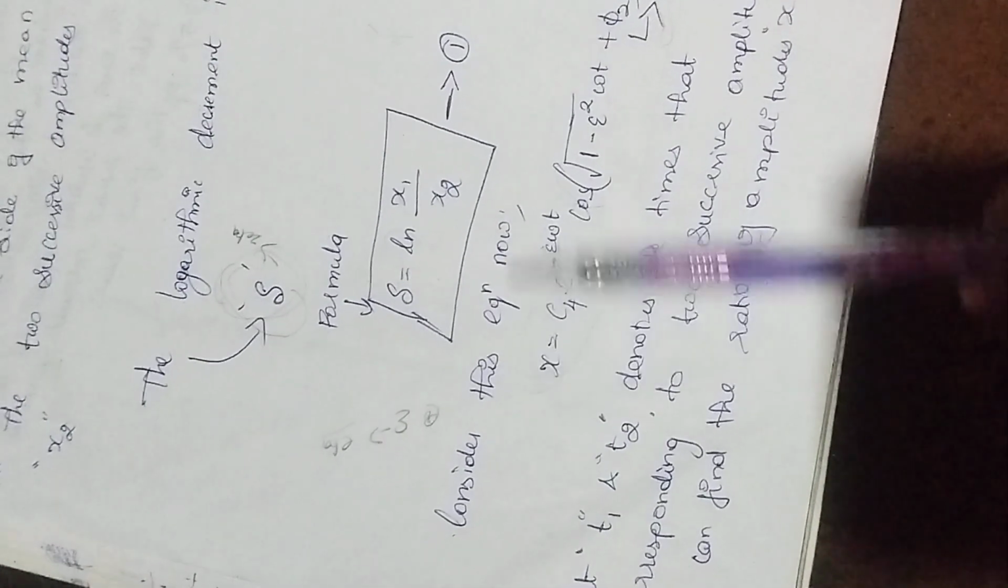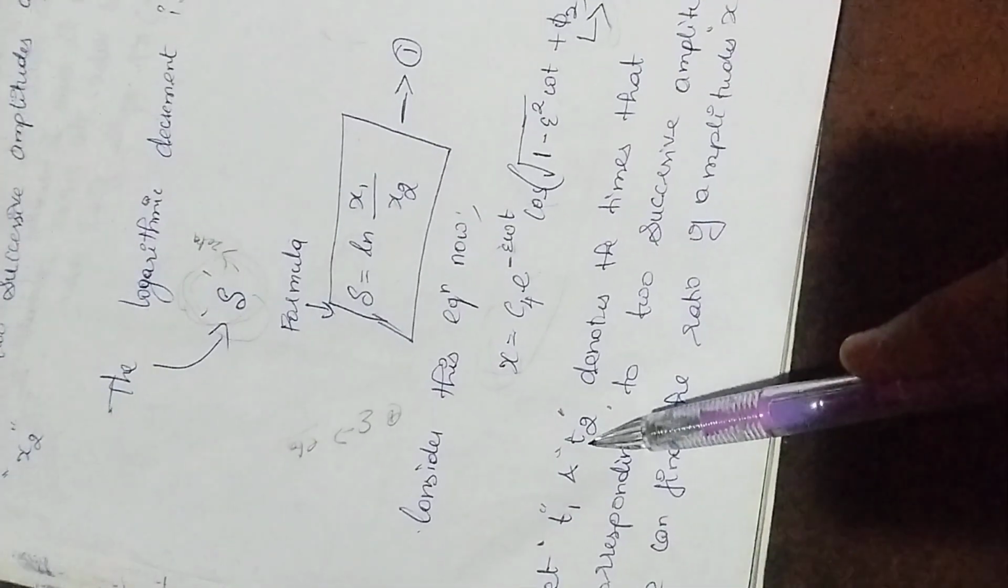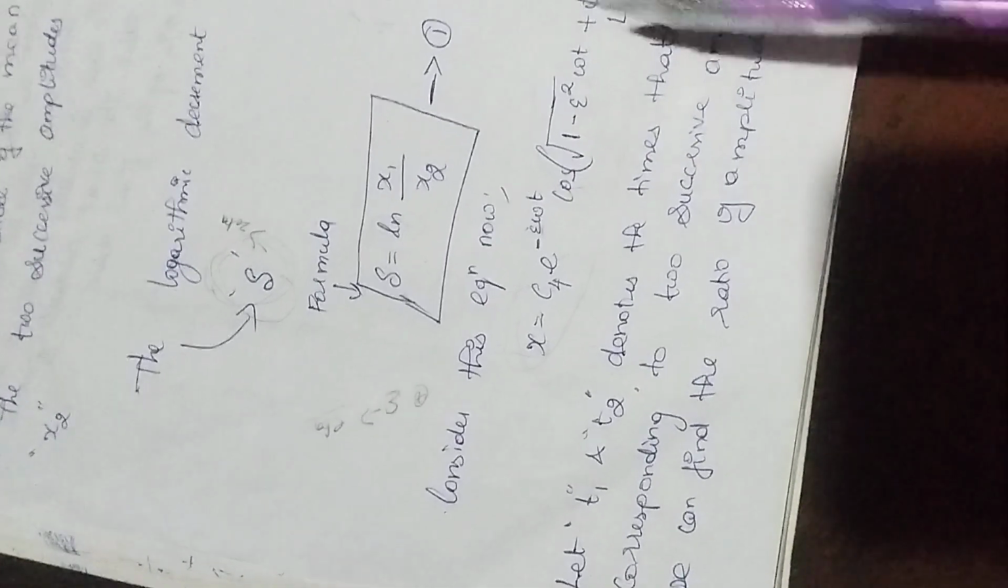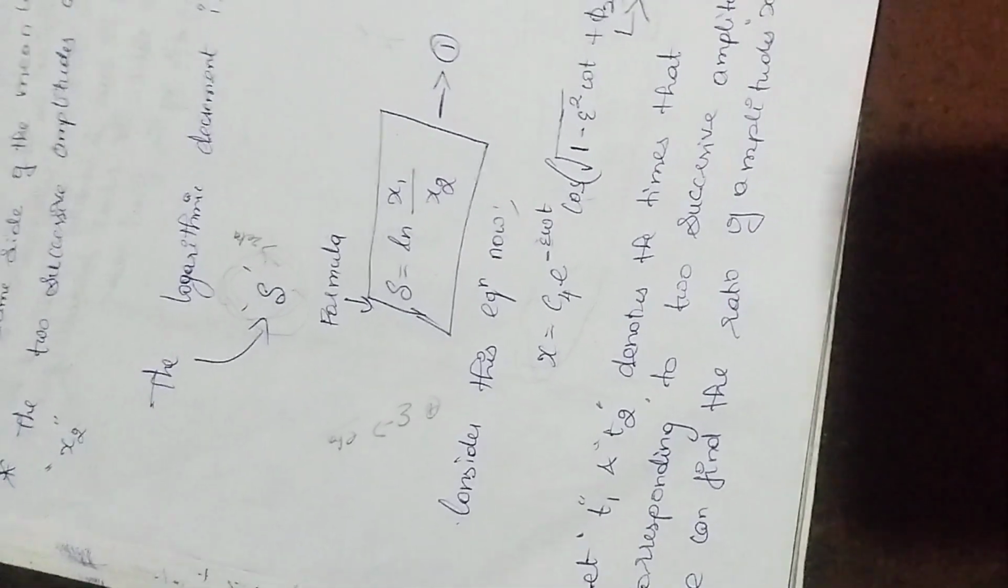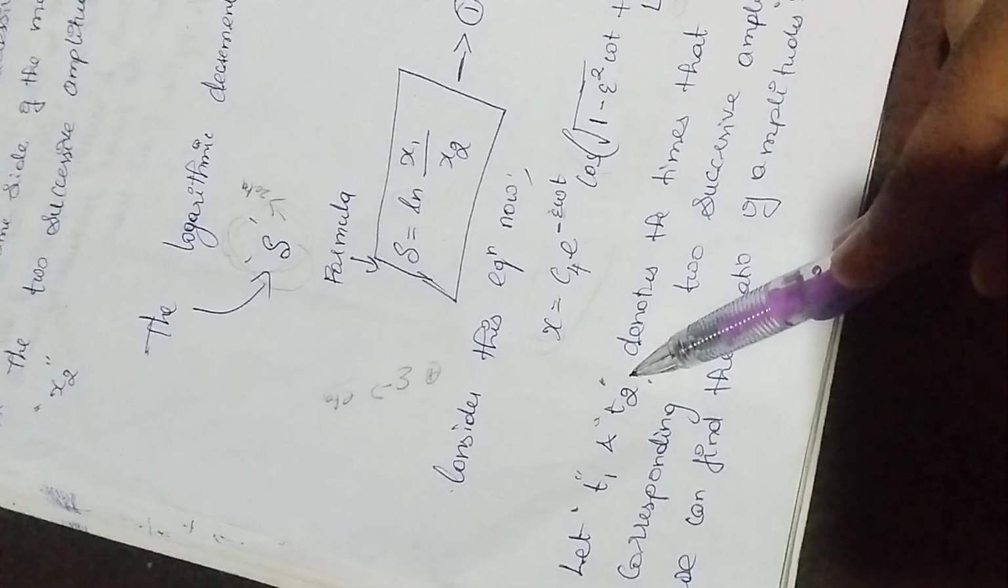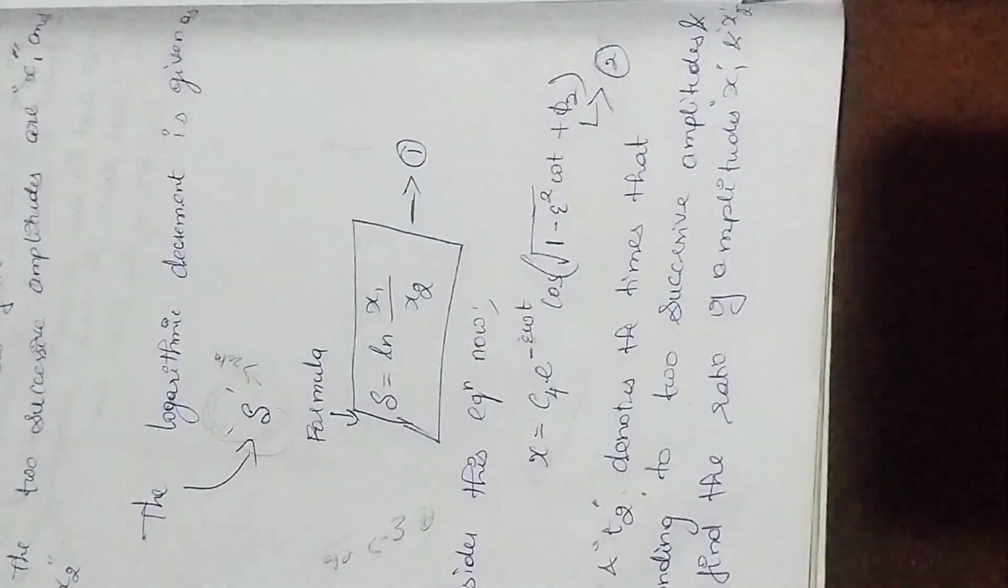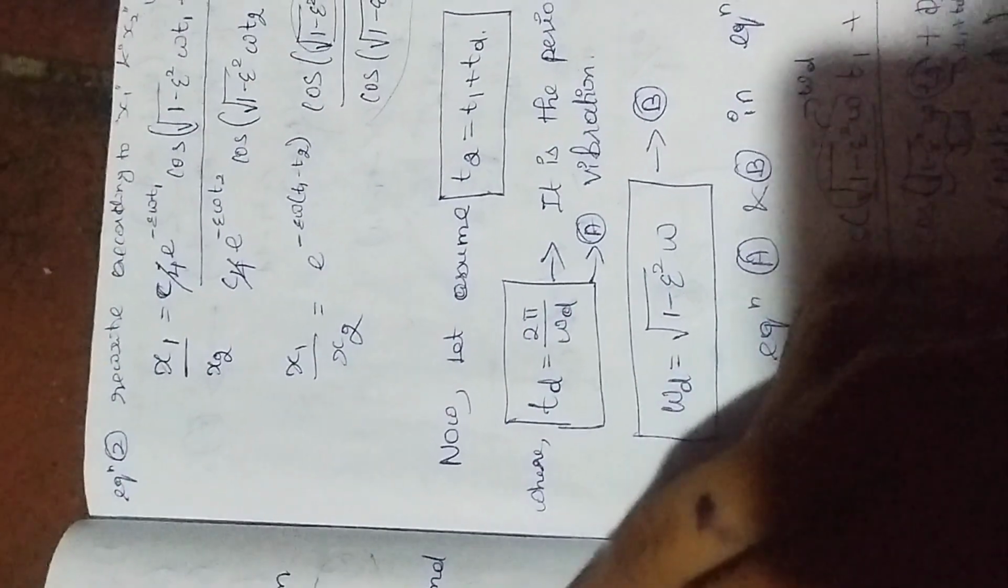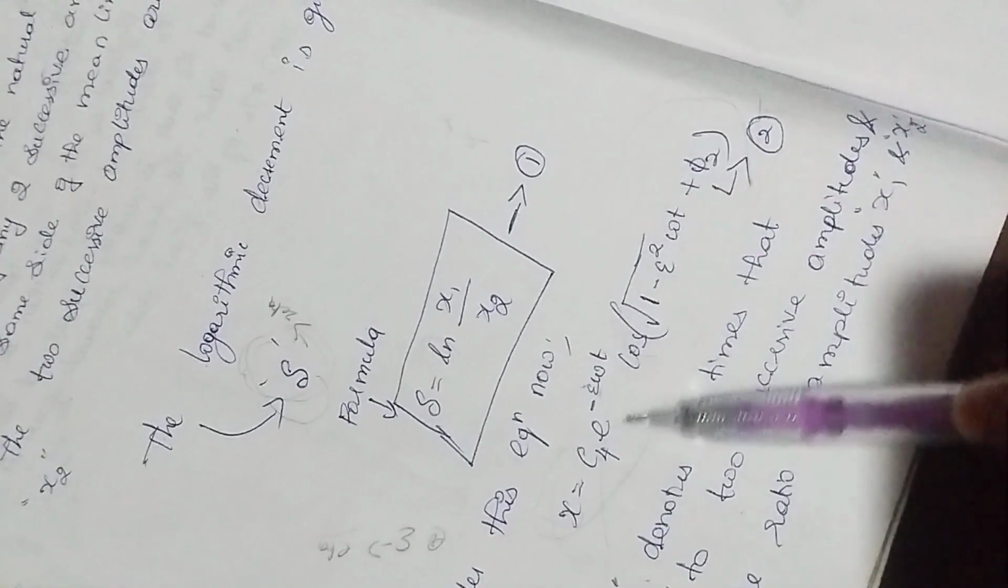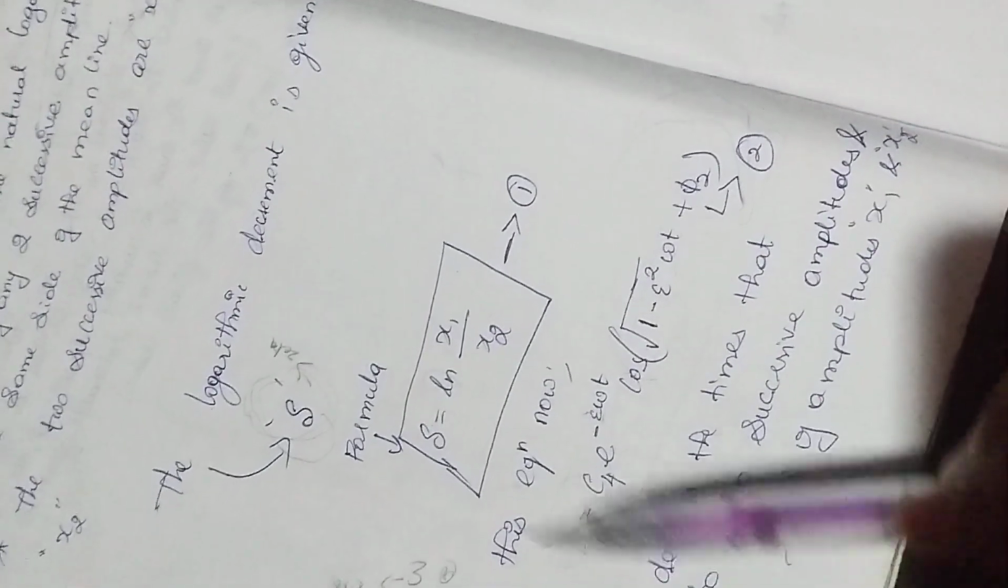And now we want t1 and t2. t1 and t2 are the times, okay. Let t1 and t2 denote the times corresponding to the two successive amplitudes. By finding t1 and t2 we can get the amplitude ratio of x1 and x2. For this we have to rewrite the second equation according to x1 and x2. Which is the second equation? This is the second equation.